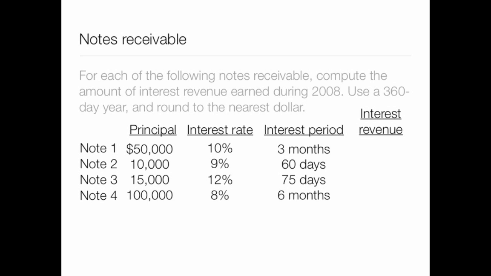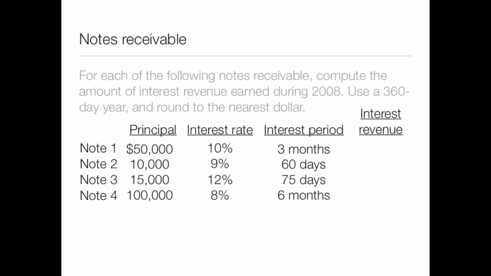Now let's look at notes receivable. For the following notes receivable, compute the amount of interest revenue earned during 2008. Use a 360-day year and round to the nearest dollar. So one thing we have to point out before we do this problem is how to calculate interest.